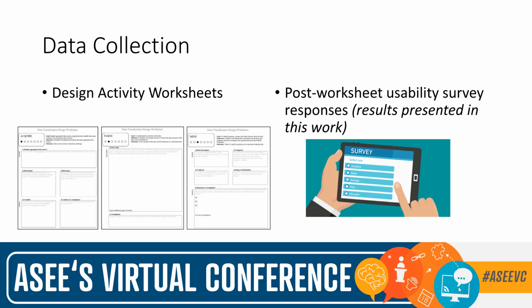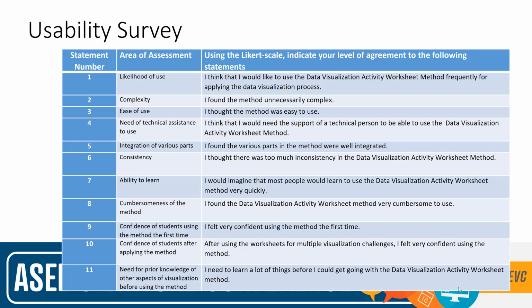Only outcomes from the post-survey responses are presented in this work. The usability survey consisted of 11 questions. Column 2 shows the areas of assessment ranged from the likelihood of use to the need for prior knowledge before using the method.